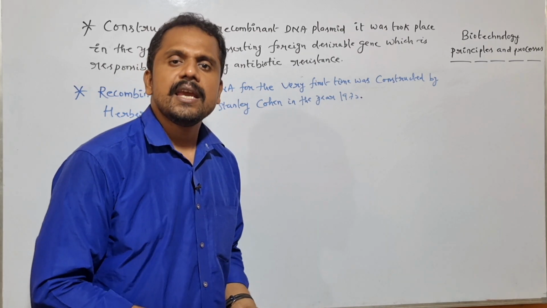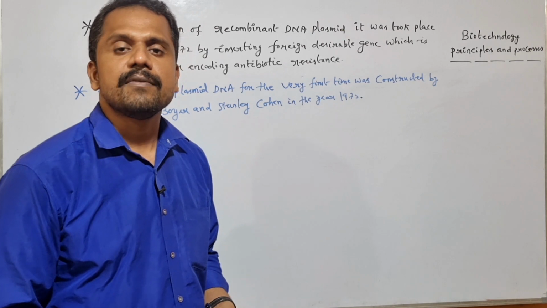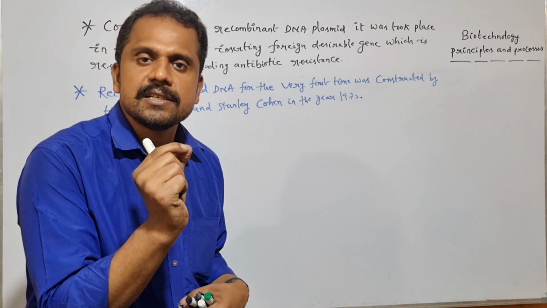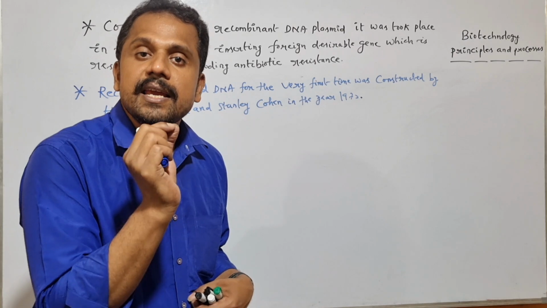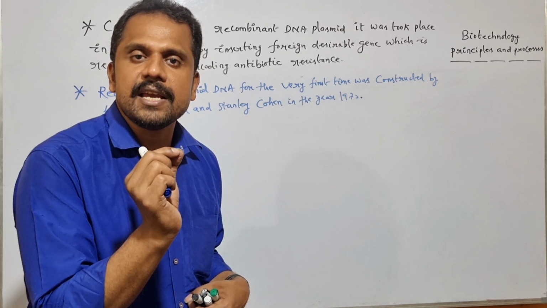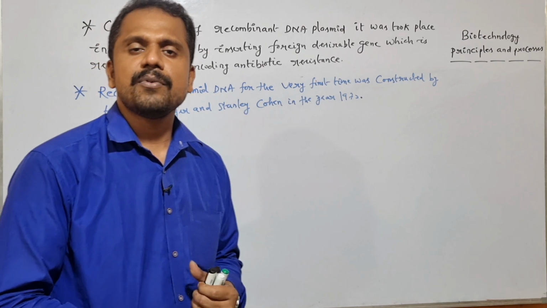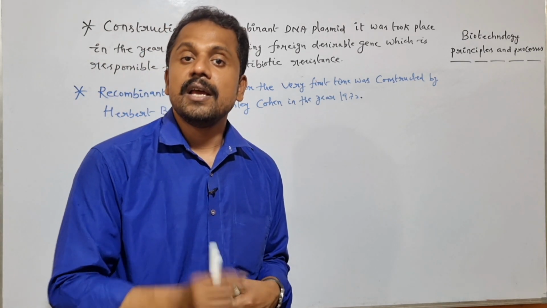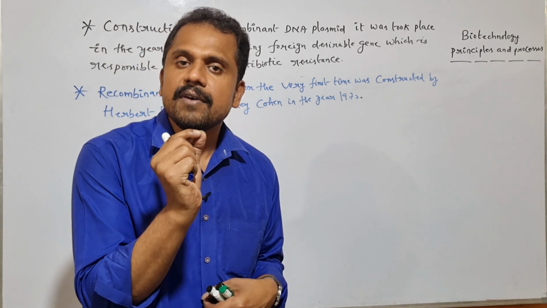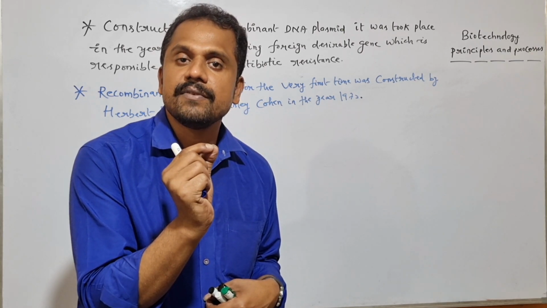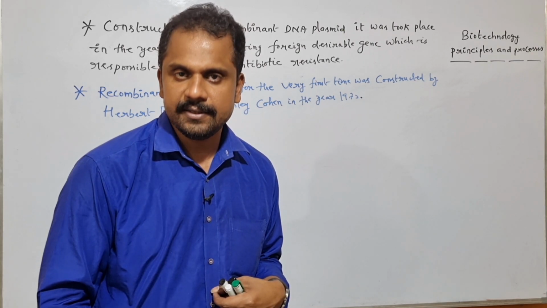And here, in order to regulate the expression of all the genes which are a part of the plasmid DNA in association with the foreign desirable gene, there is a requirement of a specific enzyme termed host DNA polymerase. So host DNA polymerase plays an important role in regulating the expression of all the genes which are a part of the plasmid DNA in association with the foreign desirable gene. Is it clear?